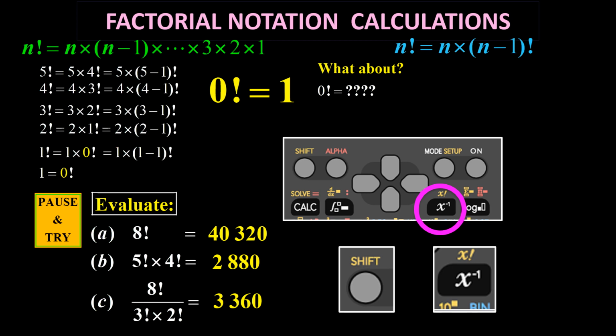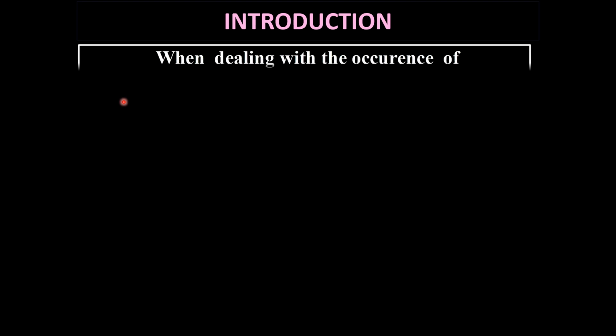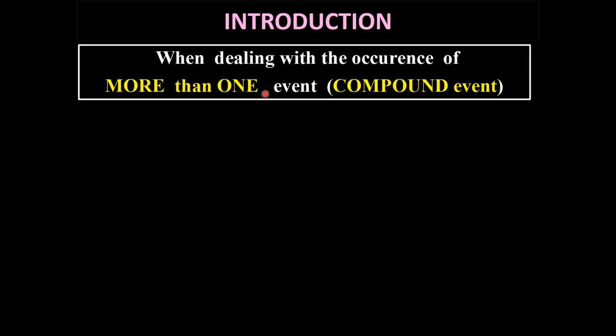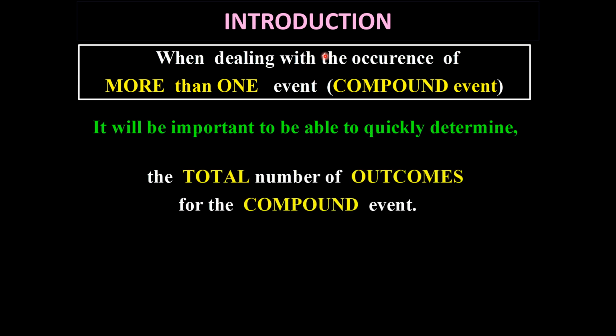So let's go to the next slide. Now that we have sorted out our notation, we're ready to look at the fundamental counting principle, which we can also refer to as the basic counting principle. When more than one event occurs, we also refer to that as a compound event. It will be important for us to be able to quickly determine the total number of outcomes for the compound event. That is, we actually want to determine the size of the sample space, and that is our whole objective here.